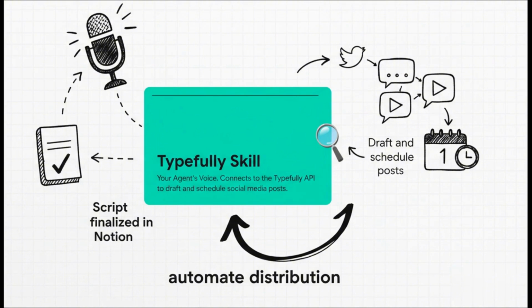And to close that loop, we've got the Typefully skill. You can think of this as the agent's megaphone. So after a script is all done in Notion, this skill taps into the Typefully API, letting the agent draft and schedule posts to go straight to places like Twitter. It completely automates that final crucial step, distribution.